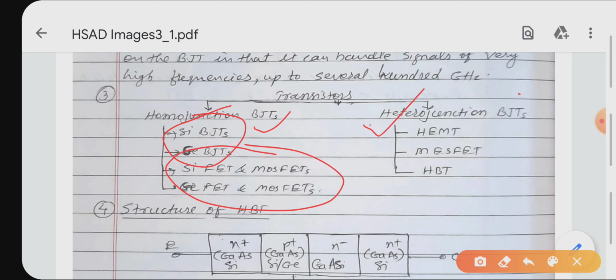And heterojunction devices, the examples are HEMT, which stands for high electron mobility transistor. MESFET is another type of device, which stands for metal semiconductor field effect transistor. Then HBT, heterojunction bipolar transistor. Okay, these are the heterojunction devices.